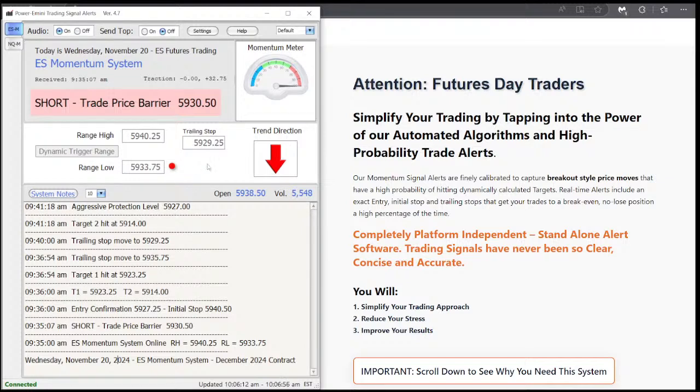You don't see the targets here because they've both already been hit, right? Obviously, you probably looked at the system notes. But anyway, so at 9:35 and 07 seconds, it gave a short alert to go short at 59.30.50. And the entry confirmation, as you can see, occurred a minute later.